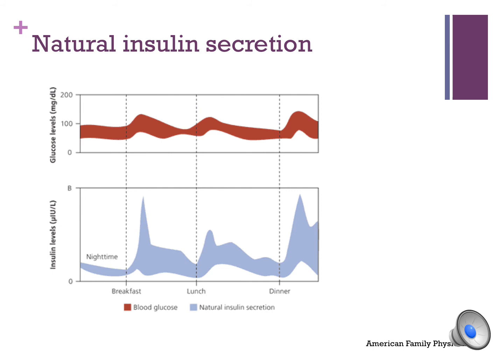Given that type 1 diabetes is an autoimmune condition that leads to the destruction of beta cells within the pancreas that secrete insulin, and therefore type 1 diabetics have no insulin secretion, its treatment from a glucose management perspective is to try to mimic the body's natural insulin secretion as closely as possible.